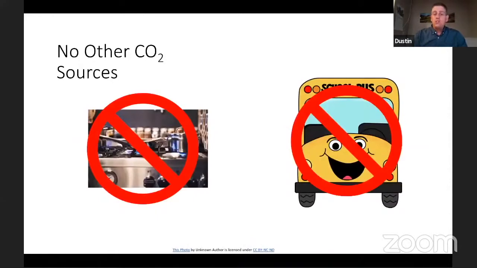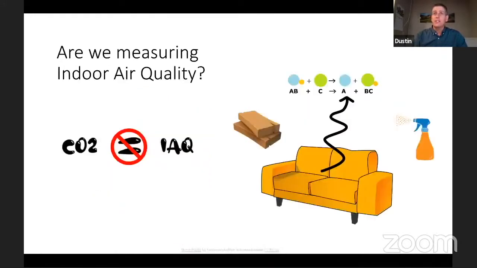If we want to use CO2 as a ventilation proxy, we need to make sure that there are no non-human sources that are going to impact the concentration, such as indoor combustion or vehicles idling outside indoor air intakes. In addition, it's also important to note that CO2 is only a proxy for human emissions and does not account for many other things that impact our indoor air quality.